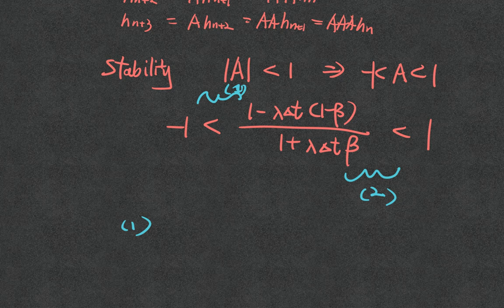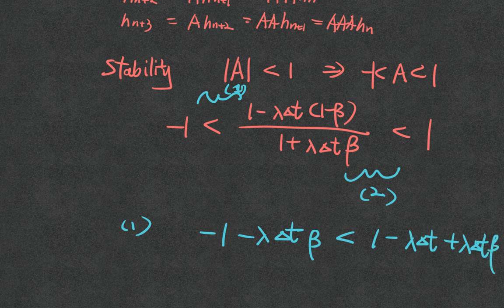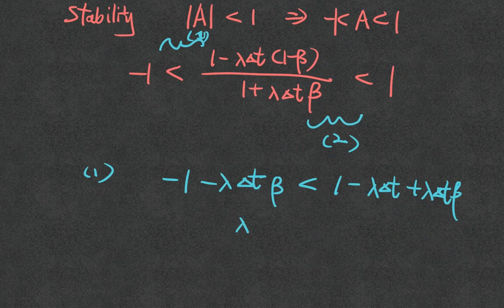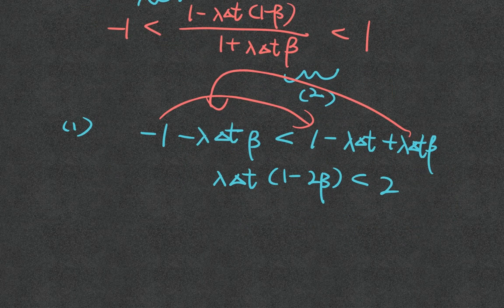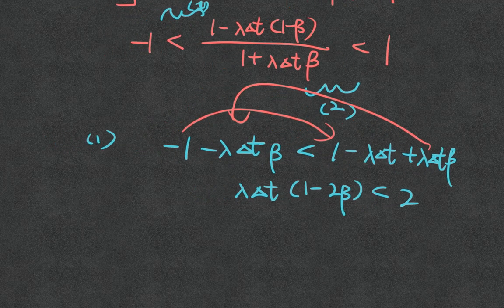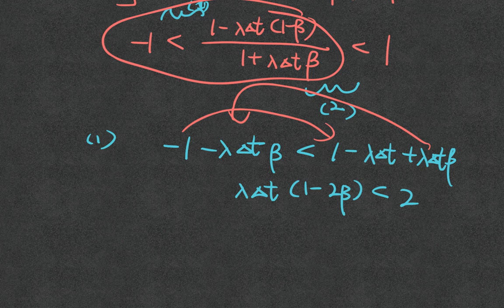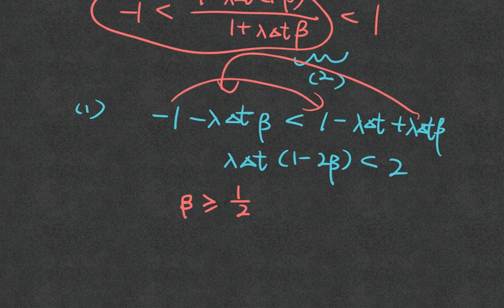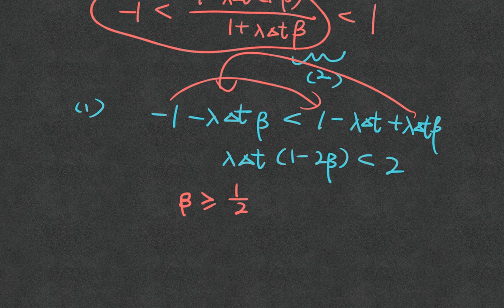For the first part of the equation, I will simply multiply everything by 1 plus lambda delta t beta, and what I will have is minus 1 minus lambda delta t beta is greater than 1 minus lambda delta t plus lambda delta t beta. I do some simplification, then I would have lambda delta t (1 minus 2 beta) is greater than minus 2. I just move this to this side, then move the other part to the other side. So in order to satisfy inequality number 1, one possibility is that beta is always greater than or equal to 1/2, right? Can you see that?